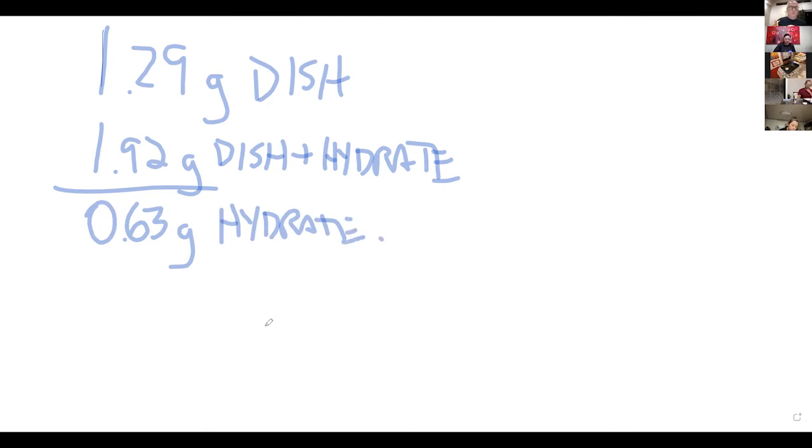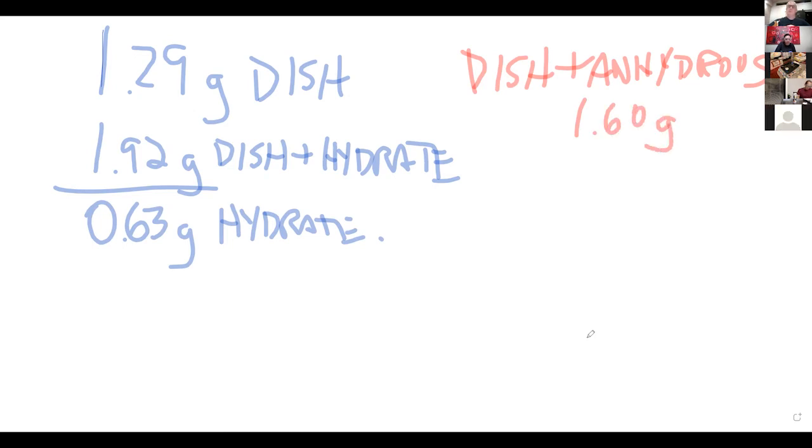Now, dish plus the anhydrous salt was 1.60 grams. So my anhydrous salt is 1.60 minus 1.29, 0.31 grams.